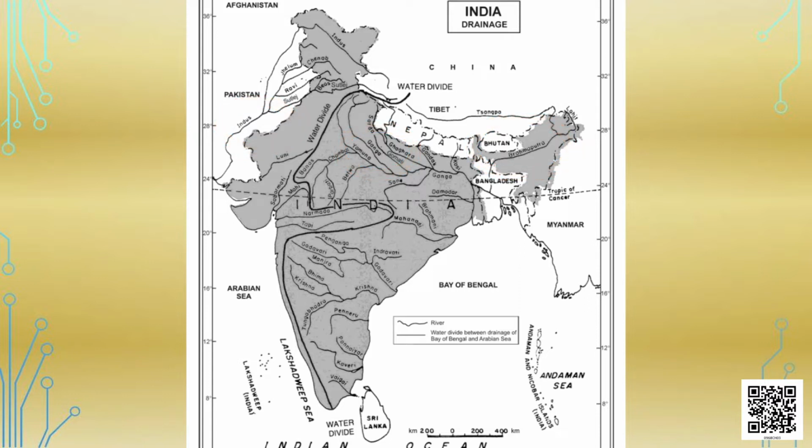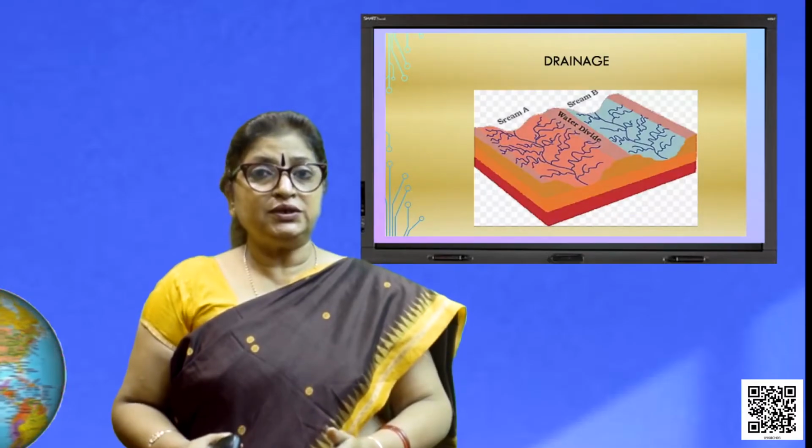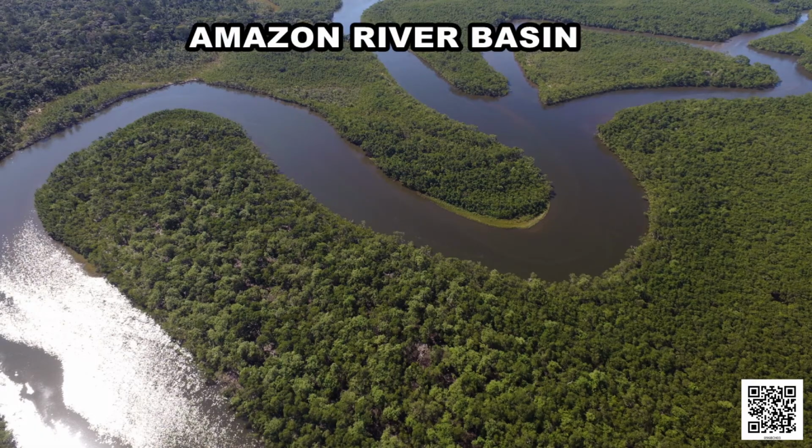Generally, when a single river along with a number of its tributaries joins together and spreads over an area, we call it a drainage basin. When an upland or a mountain or a highland divides more than one drainage basin, that particular area is called a water divide. Can you name the largest drainage basin in this world? It is the Amazon River Basin. Where is it located? It lies in South America.